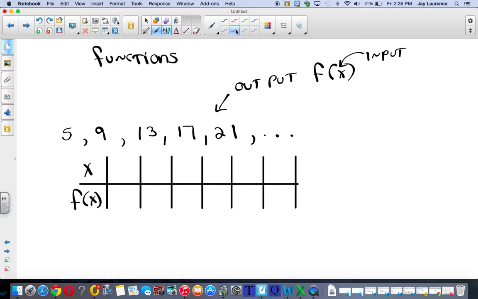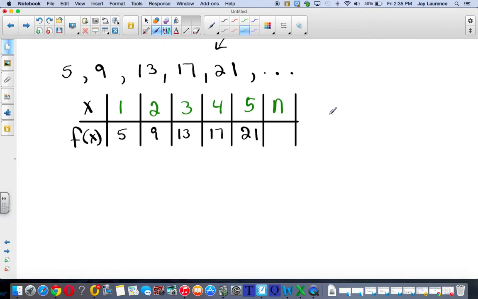All right, so I'm going to fill in these numbers, the 5 and the 9 and the 13. So 5, 9, 13, 17, 21. And since this is the first output, this is the first input, right? The second output, the third output, the fourth output, and the fifth output. Now we're going to go all the way up to the nth output. N is just some unknown number. All right? Now, this is really easy.